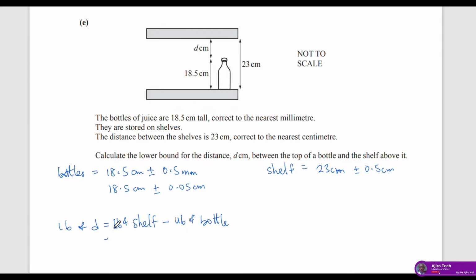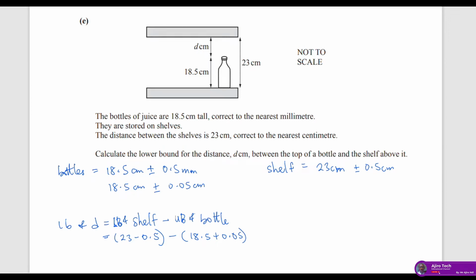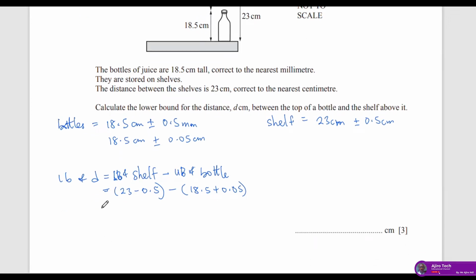Lower bound of shelf is 23 minus 0.5. Upper bound of the bottle is 18.5 plus 0.05. So if you solve this, you're going to get 22.5 minus 18.55. That should give us 3.95 centimeters.